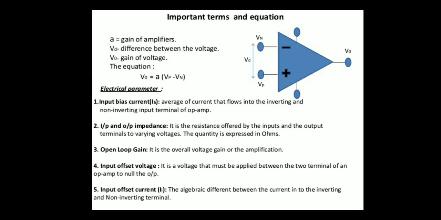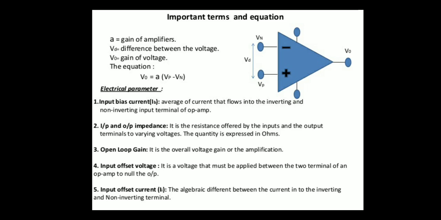The important terms and equations with the op amp are the input bias current, input and output impedance, open loop gain, input offset voltage, and input offset current. Input bias current is the average of the current flowing into the inverting and the non-inverting terminals. Input and output impedances are the resistances offered by the input and output terminals. The open loop voltage gain is the overall voltage gain or the amplification factor.